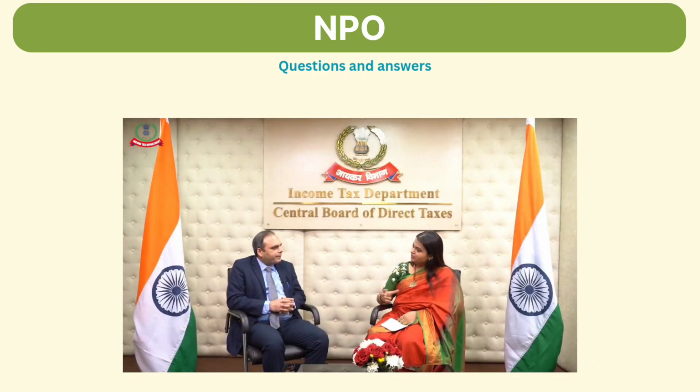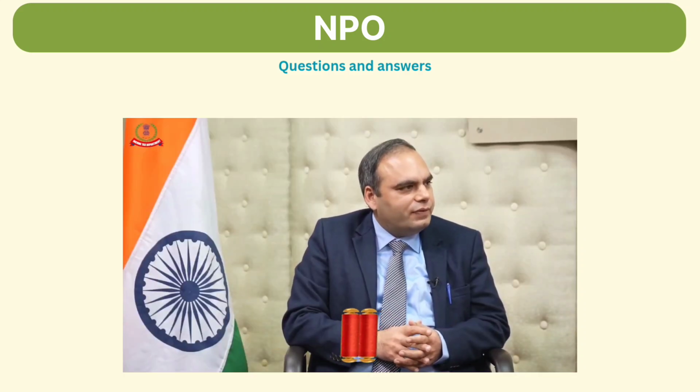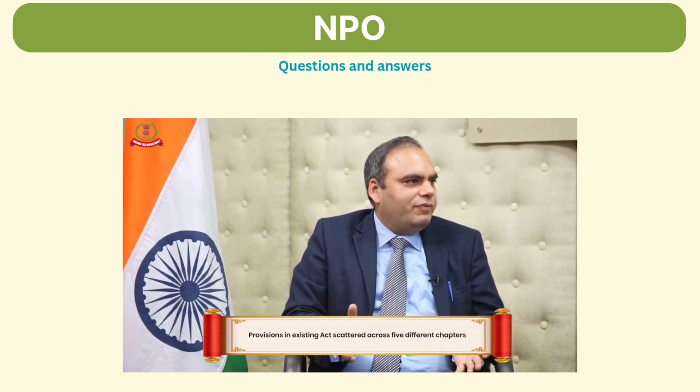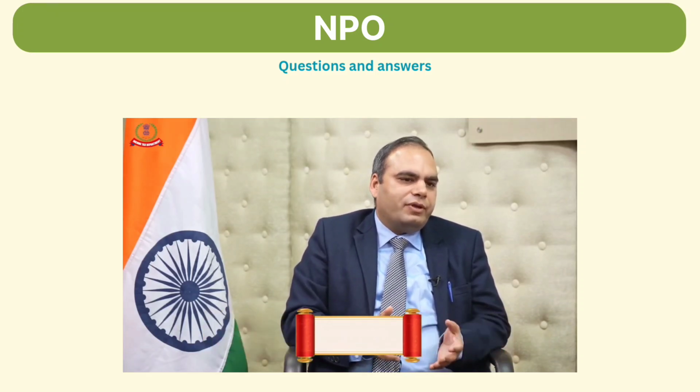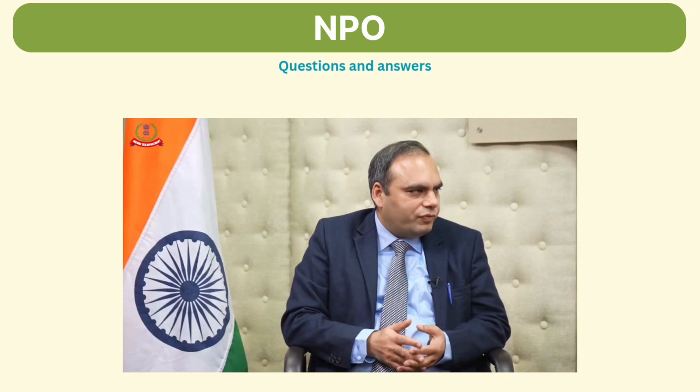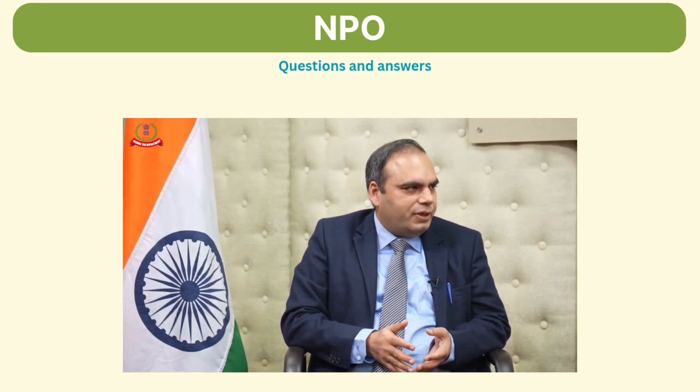Where are the provisions related to these non-profit organizations contained in the present Income Tax Act? Yeah, so there has been a lot of confusion over this. In fact, these provisions are scattered across 5 different chapters. To start with, the first chapter is the chapter related to definitions. There is a definition of charitable activities in section 2(15) of that chapter.